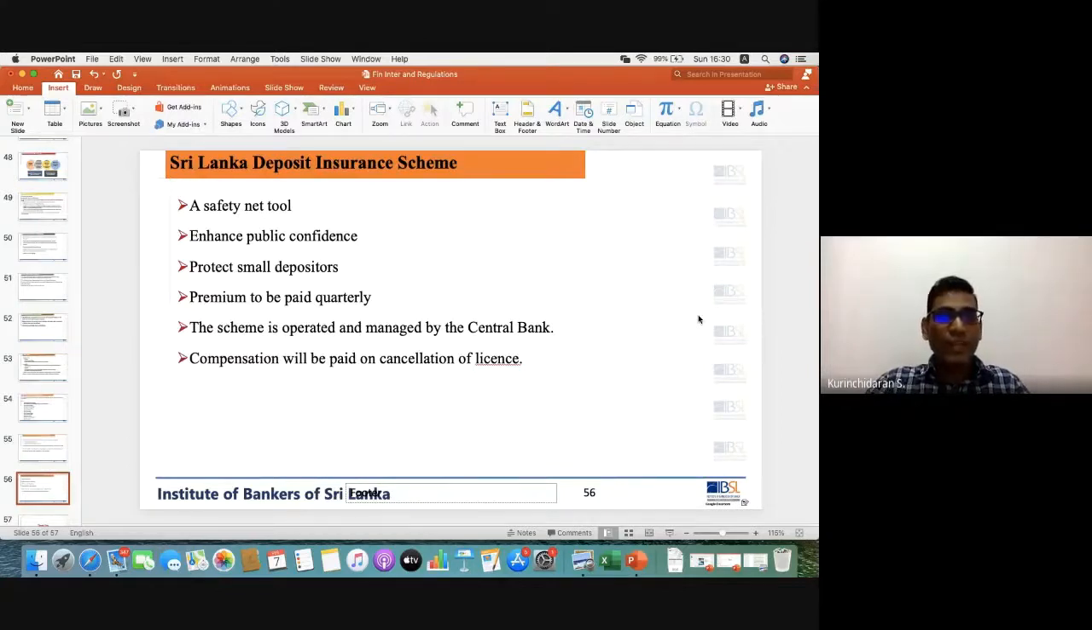Okay, now finally, I just want to tell you something about the Sri Lanka Deposit Insurance Scheme as well. This is also a very important measure taken to safeguard depositors' money. If you take the Central Bank of Sri Lanka, one of the core objectives is to maintain financial system stability. For that, there are so many regulatory frameworks, examination, continuous supervision, everything. But still, sometimes a bank may fail. So there should be some kind of insurance backup. It's available in so many countries. We call it a safety net tool.